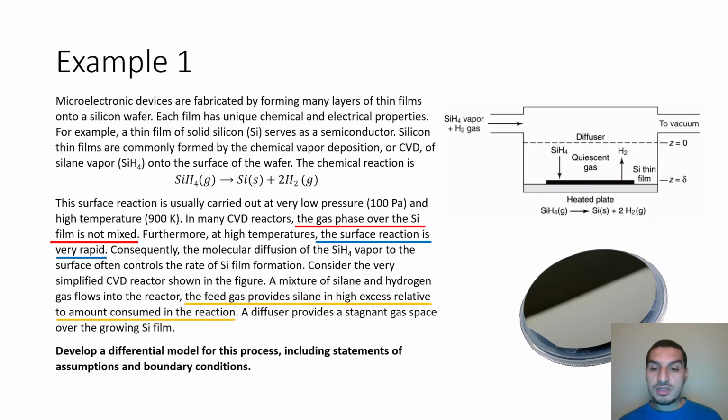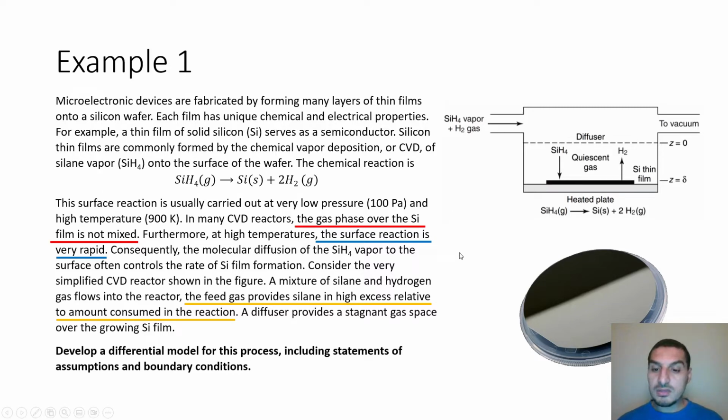There is another sentence that says the mixture of silane and hydrogen flows into the reactor, and then it says the feed gas provides silane in high excess relative to the amount consumed. So the amount of silane available is much more than what diffuses in this area, which means that the concentration of silane here is almost constant, because it's not going to be affected by the small amount that is diffusing through the diffuser.